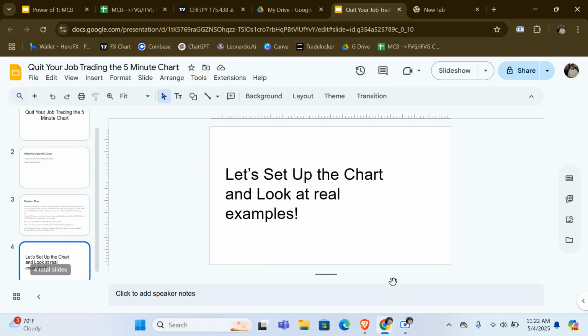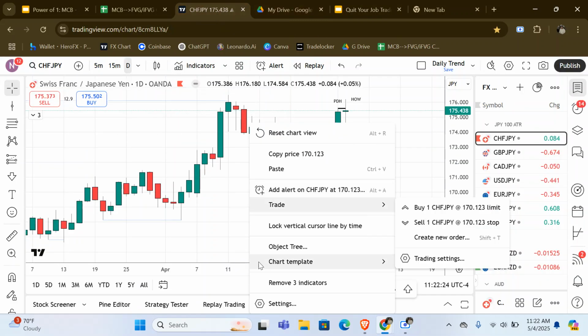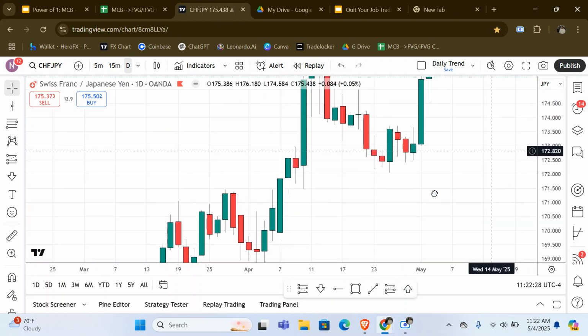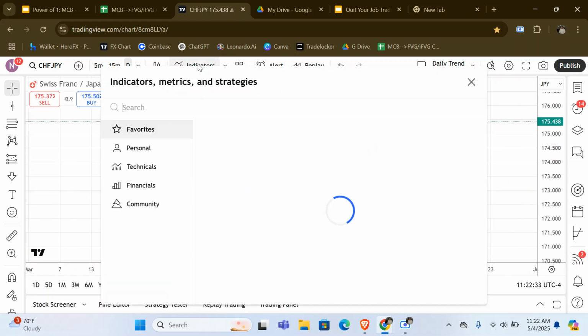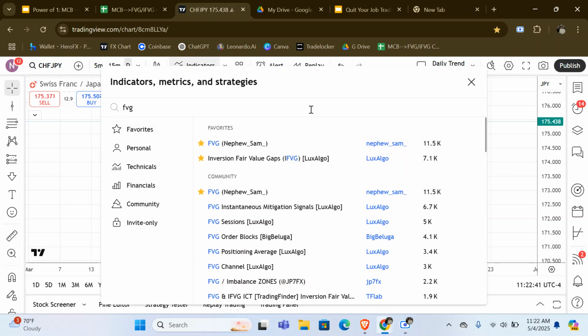Let's go over to TradingView and make this chart completely blank. Swiss yen, not that that matters. The indicators you're going to need: if you go to indicators, the first one you're going to need is Mark Levels. The next one you're going to need is Fair Value Gaps by Nephew Sam. I don't want to say that's it.